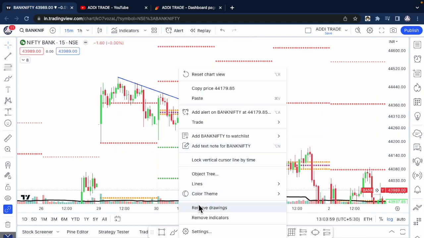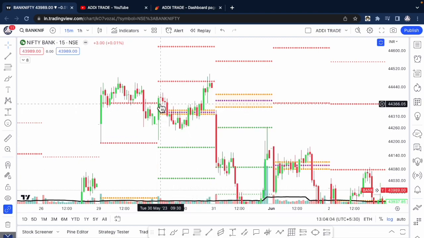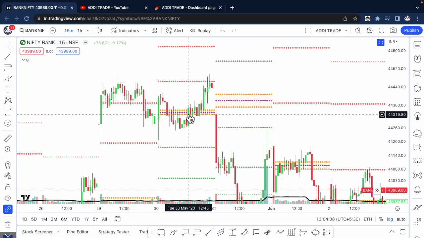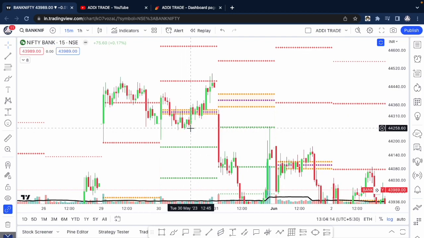But based on CPR, if you had entered, your stop loss would have hit on this candle. And even in this type of a breakout, if you had entered immediately on a red candle closing below CPR, the stop loss would have hit. So this was a pretty choppy day. There's nothing we can do about it.